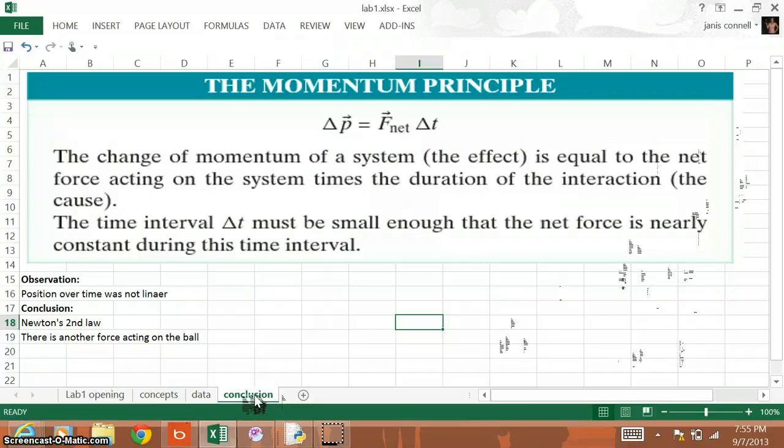If I had used, for example, a cue ball, there would be very little friction, and I probably would have had much more of a constant velocity linear line. So my next step would be to try and model the force that is in action on the tennis ball.